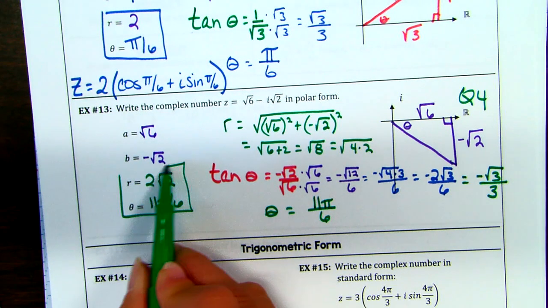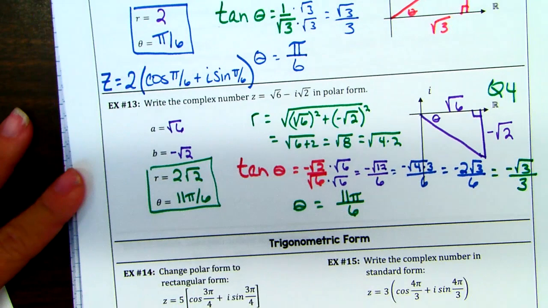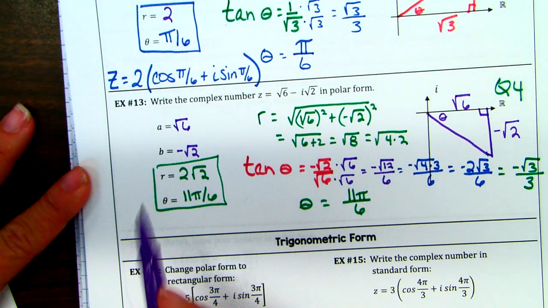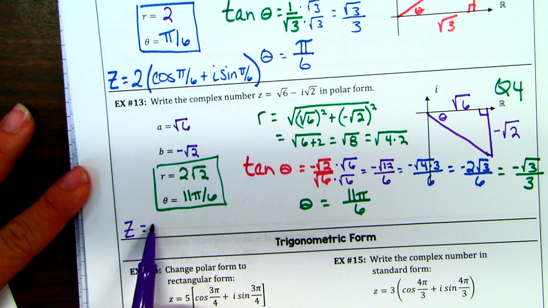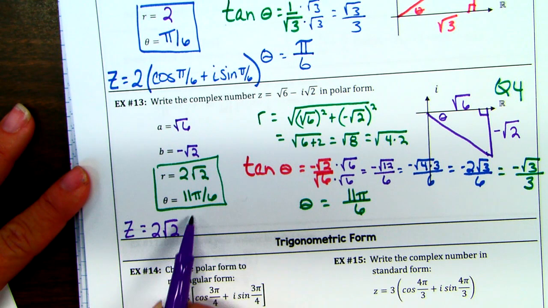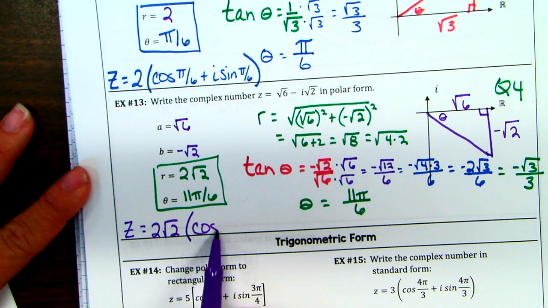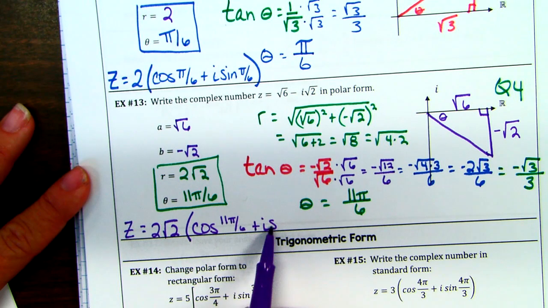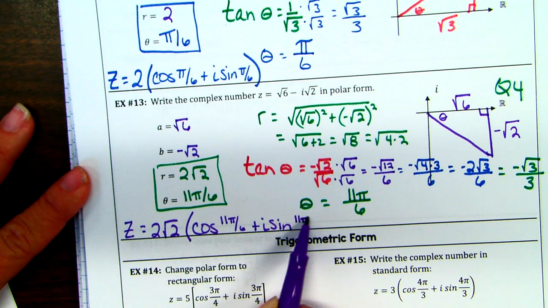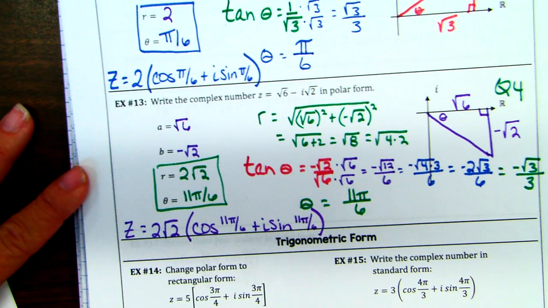Now I have everything I need to write my answer in polar form. Let's do our r times cosine of theta plus I sine of theta.